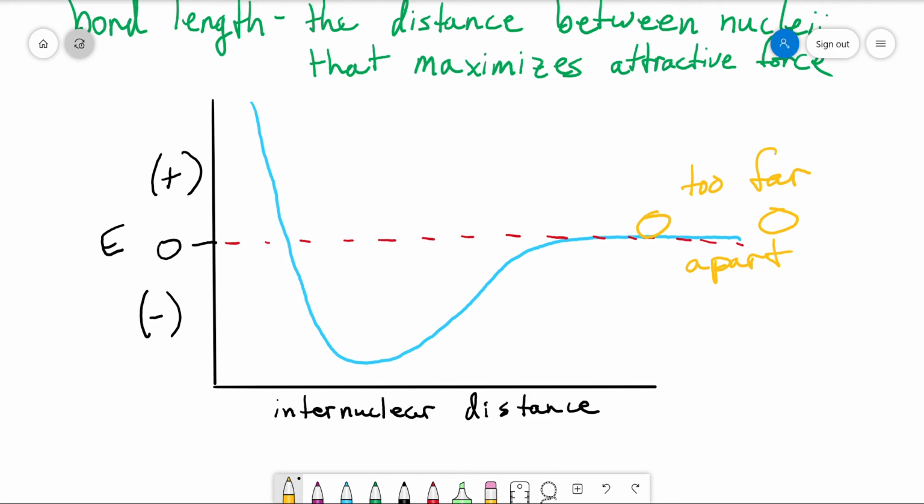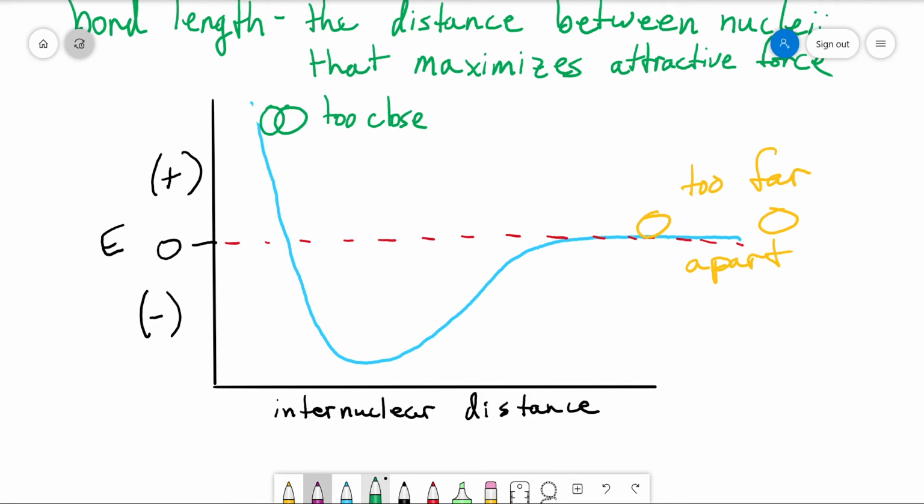If we go to the extreme other side, maybe we can draw them. Let's erase that. If we draw them kind of squished together, these are too close. So they're so close together, the energy's gone really high, and they're going to bounce back away from each other, basically.